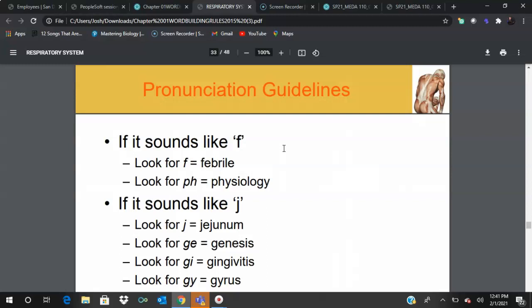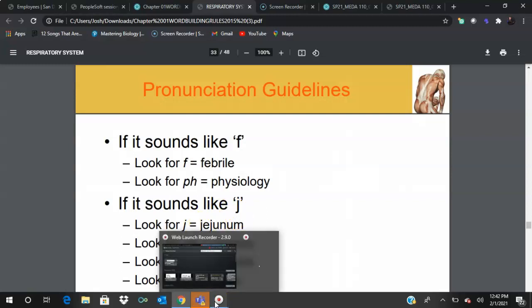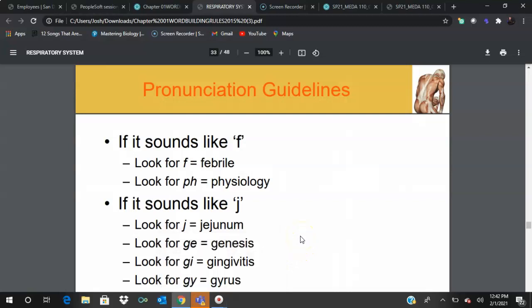If we're looking at the J sound, it could be a straight J. That word is jejunum right here. That's the second part of the small intestines. But there's three other phonemes that actually have the same sound as well. So if we have GE, GI, and GY, all of those have that soft G sound or the J sound.